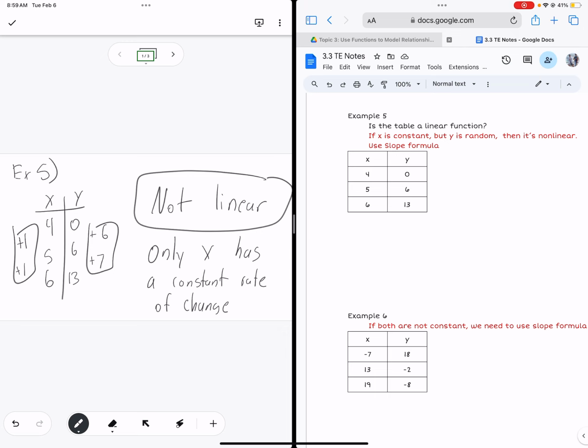You said it's not linear if y has a pattern and x doesn't, but is it possible? Because I feel like there's definitely. Let me think about it after example 6, and then we'll get back to it. I'll get back to you.